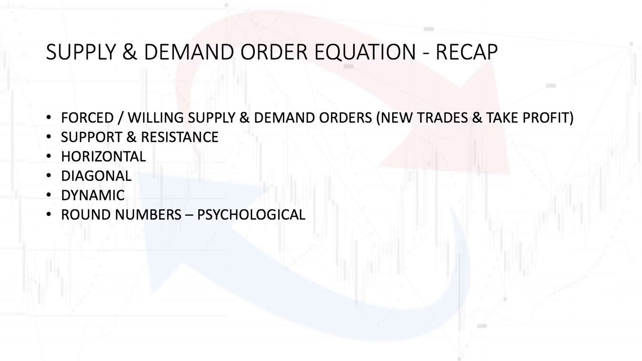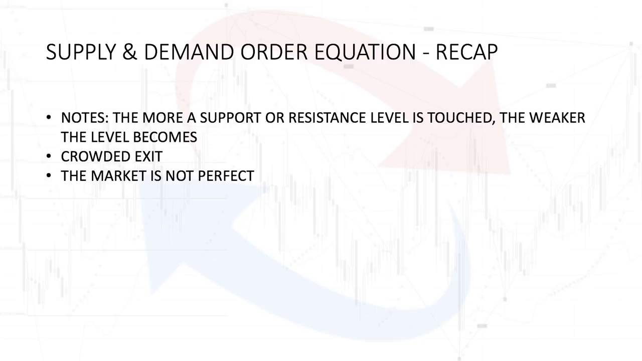One of the things I wanted to touch on in the recap was just a few notes. The more a support or resistance level is touched, the weaker it becomes. And that's obviously the same thing with supply and demand. The more a level is touched, either lower your risk or don't take the trade. And again, the supply and demand really is the most important thing. What we're looking for is value. So if that's a supply zone, everything else as far as the supply and demand equation comes second or third.